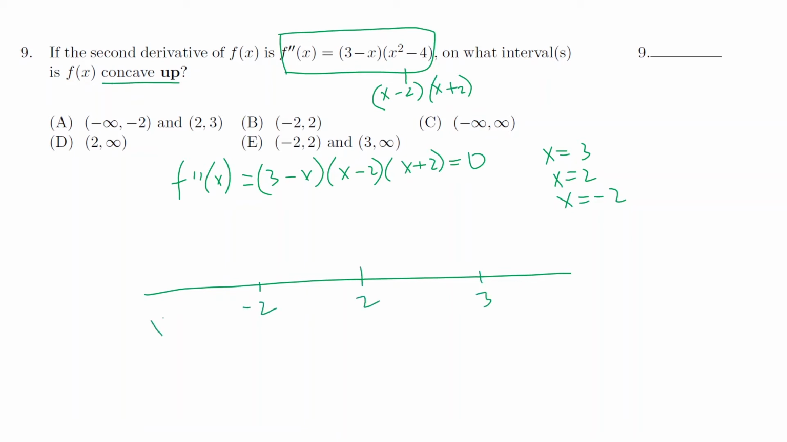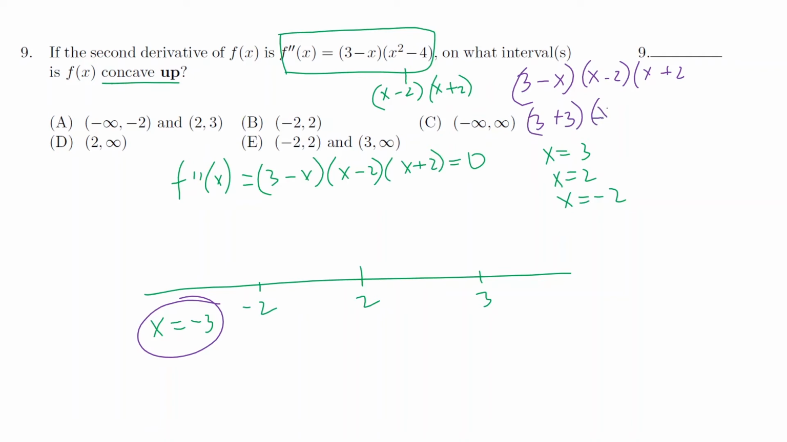What I would do is plug in x equals negative 3. Now, where should I plug it in? The best way is directly into the factored form of the second derivative. So 3 minus x times x minus 2 times x plus 2. That's where I would plug in x equals negative 3. So let's go over that. 3 plus 3 times negative 3 minus 2 times negative 3 plus 2. Now this is positive, this is negative, this is negative.